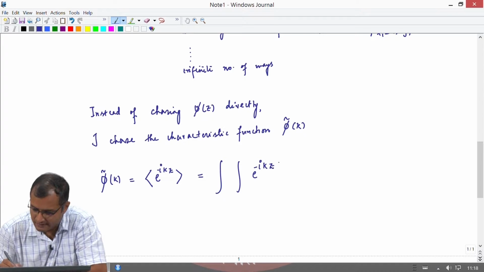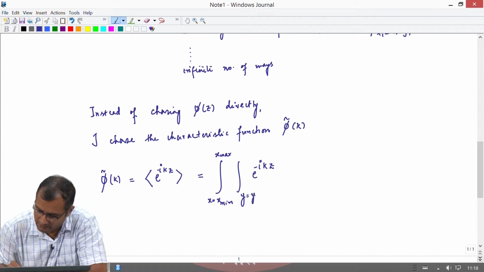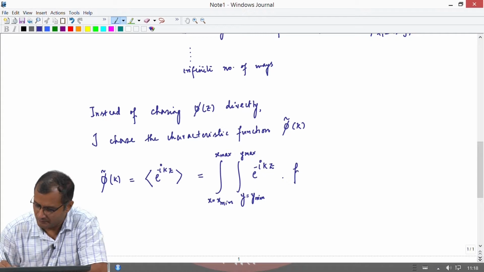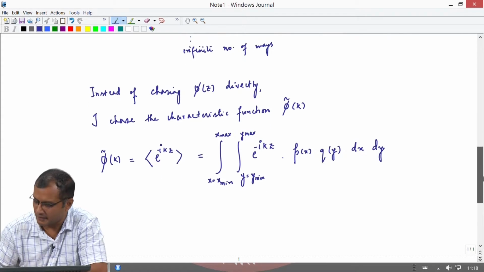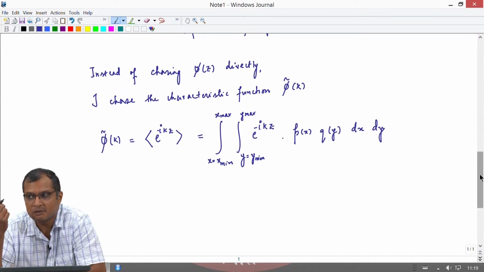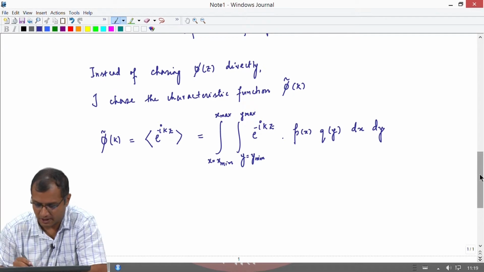So, I will take this as x going from x minimum to x maximum and y going from y minimum to y maximum, p of x q of y dx dy. Fine, because this is the joint distribution of x and y, and I am simply weighing e raised to minus i k z in that. It is like the two dimensional Fourier transform of p(x) and q(y). There is nothing but two dimensional Fourier transform.